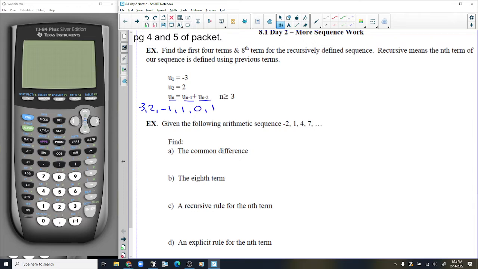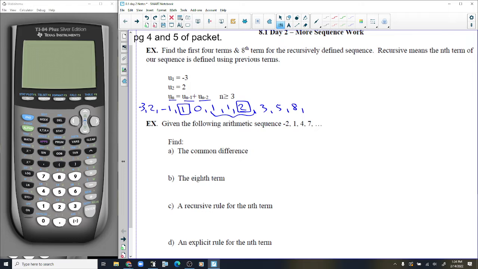What do they want, the 4th term? 1, 2, 3, 4. So I got that, and then the 8th. 1, 2, 3, 4, 5, 6, 7, 8. Here's the 8th term. Do you recognize this or not, or is it not enough? What's that starting to be? Fibonacci, right? Because then it'd go 3, 5, 8, and so on.